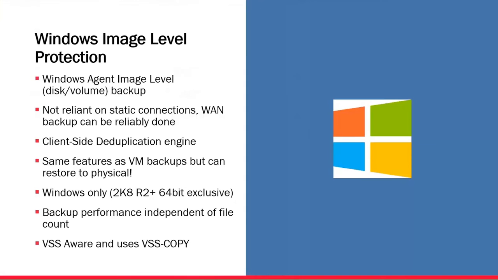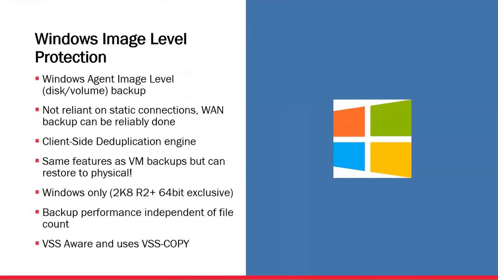So in November, in one of our later 10.3 releases, we came out with Windows image level protection. What this did is enable, through an agent at the OS level, image level backups. So basically we take a snapshot from within an operating system. This could be a physical server, this could be a virtual machine, whatever it might be. The nice thing is it's not relying on a static connection. It can be done through a WAN backup.